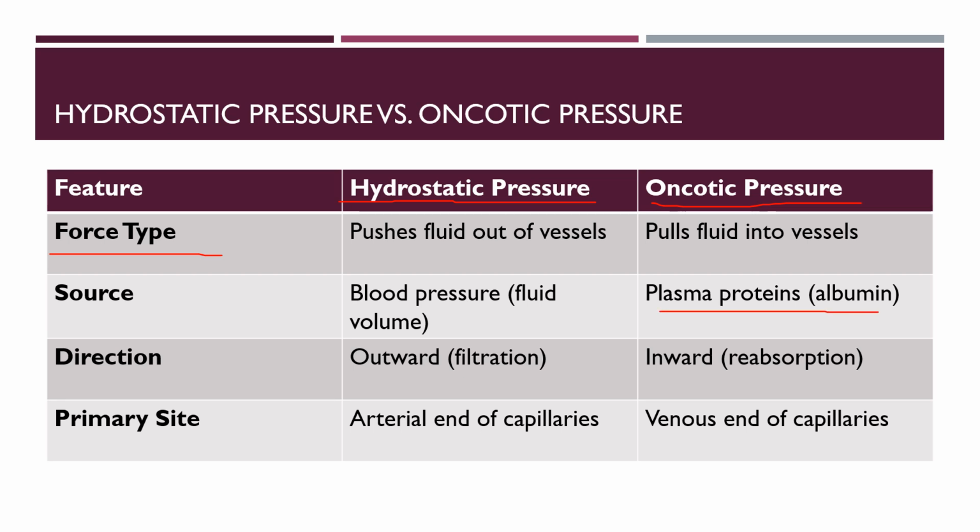We're really looking at these plasma proteins. Albumin is one of the most important ones that we need to discuss. So we'll again talk about this a little bit later on as well. Here's the direction. Hydrostatic pressure is outward force, so into the interstitial spaces, where oncotic pressure is driving it into the capillaries. And don't worry so much about the primary site here, but this is a nice table that you can use to maybe help understand the difference between that hydrostatic pressure and oncotic pressure.